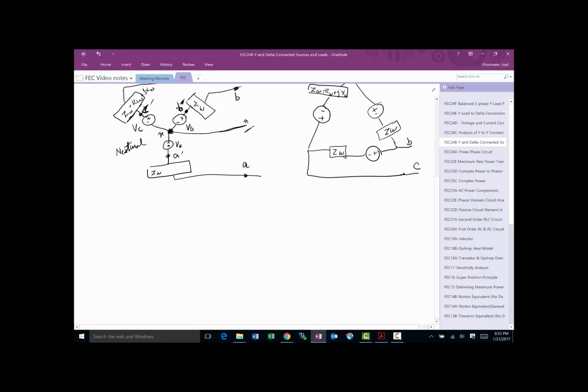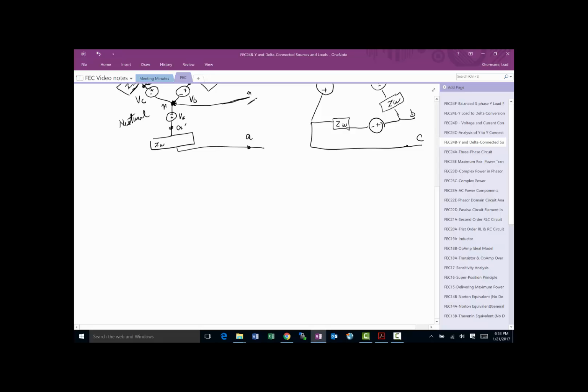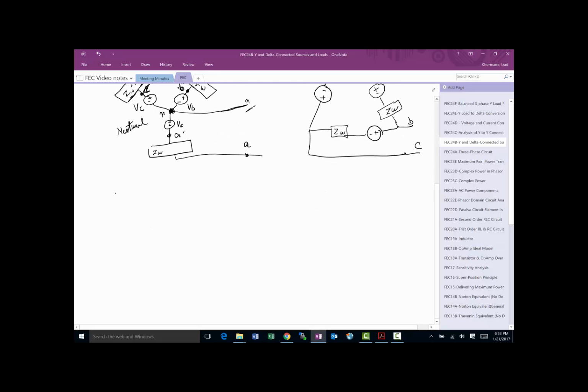All right, so this is the source. Of course, you got the source. You're going to transmit it over a bunch of wires, and then on the end, you're going to use it. And your load, so this was sources, right? You can also have the same conversation of what kind of load you have. You could have a Y-connected load, or you could have a delta connected load.